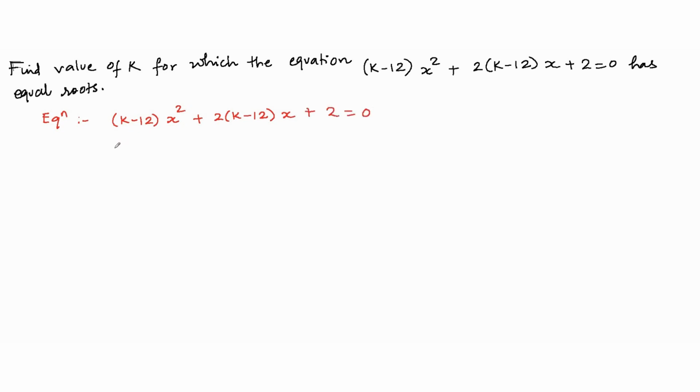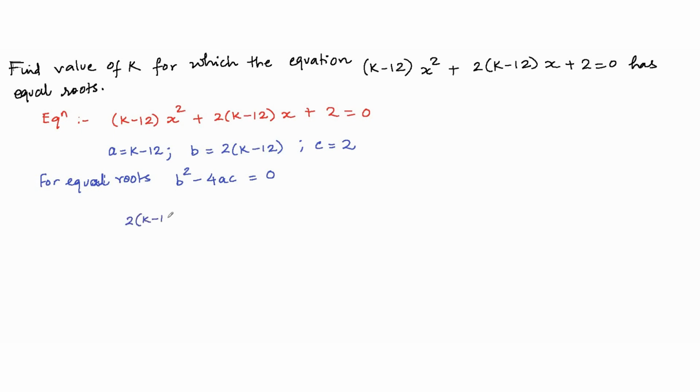A is the coefficient of x square, so A is equal to k minus 12. B is the coefficient of x, so it is 2 times k minus 12. And C is the constant, which is equal to 2. I know that for equal roots, b square minus 4ac is equal to 0. So b square, b here is 2 times k minus 12.